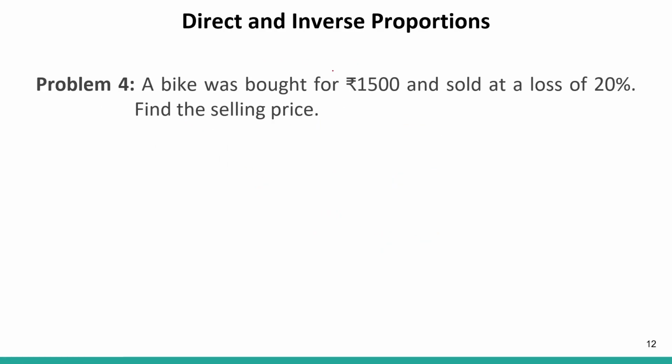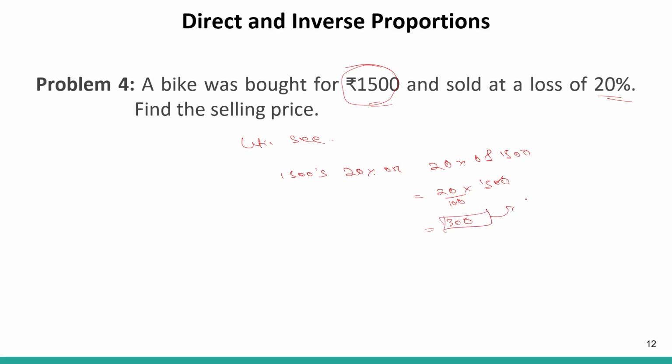A bike was bought for 1500 rupees. Okay, so A bought a bike for 1500 rupees and sold it at a loss of 20%. Let's see, 20% of 1500. So this is equal to what? 20 by 100 into 1500. The zeros cancel out, so 20 into 15. So this is 300. So 300 will be the what? Discount.